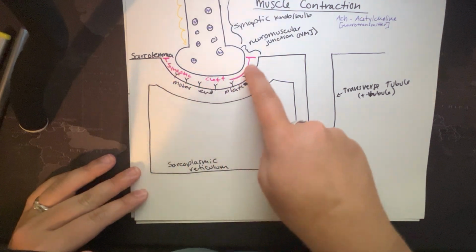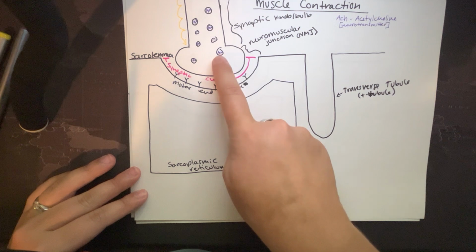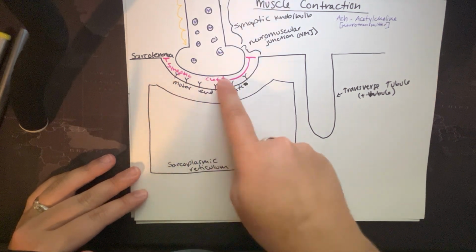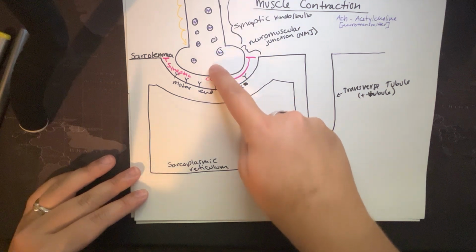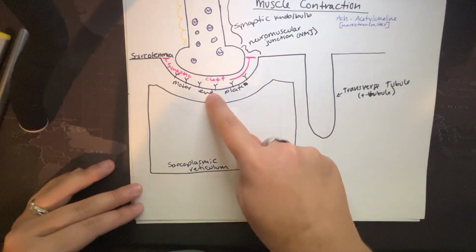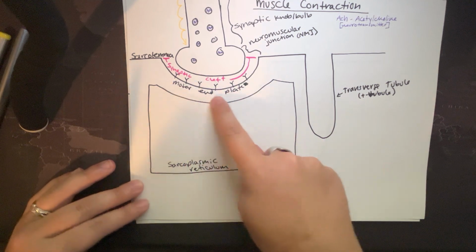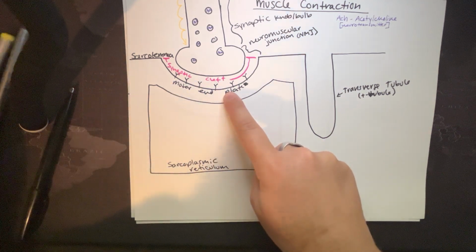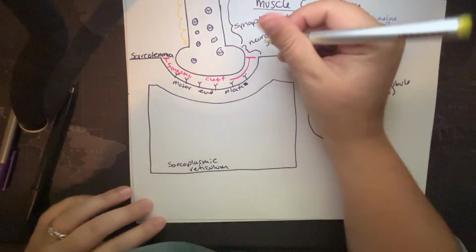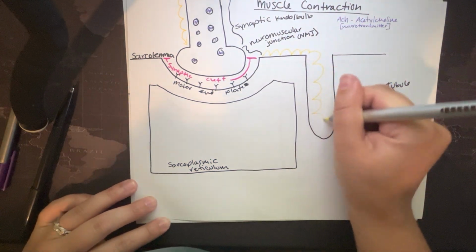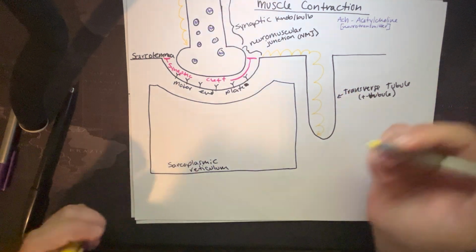The bit between where our synaptic knob ends and our muscle cell begins is called our synaptic cleft. And where we're going to receive neurotransmitters across the synaptic cleft is called our motor end plate. If we receive those neurotransmitters, then we're going to continue sending the signal down our sarcolemma and into our T-tubule.